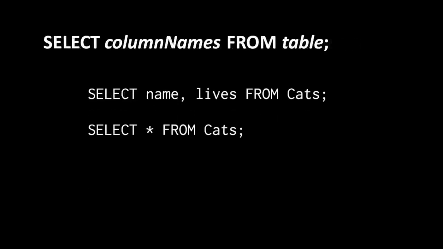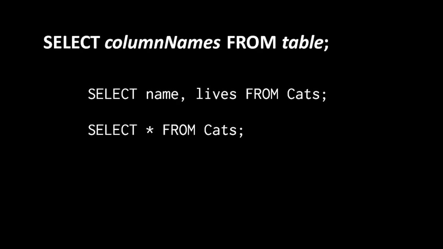To perform a query, we use the select statement, which in its simplest form is written select, then one or more column names listed separated by commas, the reserved word from, and then the name of the table. So here are two examples. First, we're selecting the columns name and lives from the table cats, so we get back a table as the result of our query, which has two columns, name and lives, and has all the rows of the cats table, but just with those two columns.